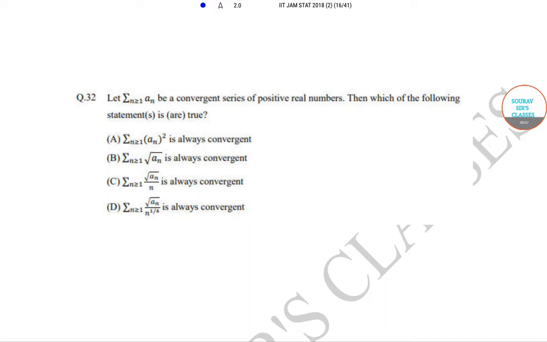Today we will be solving the IIT JAM Mathematical Statistics question paper of year 2018. Today we will be solving question number 32 from section B. So let's start.